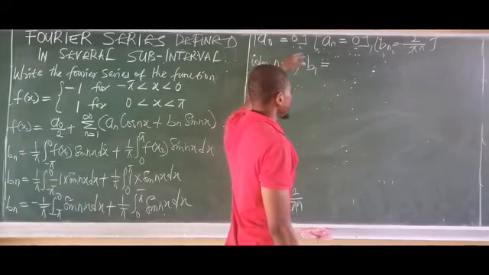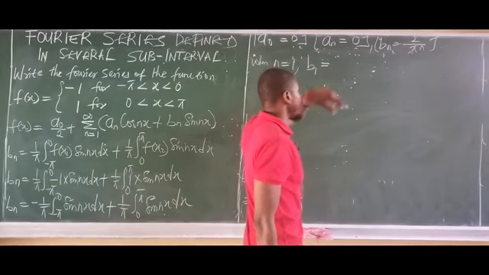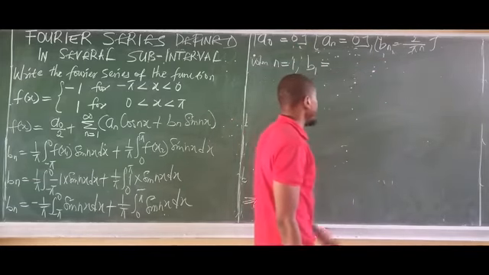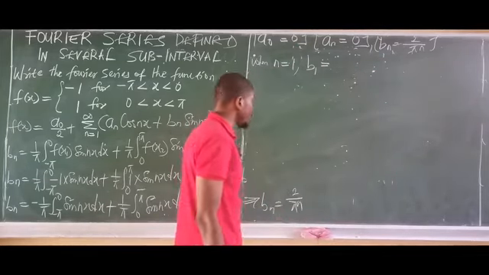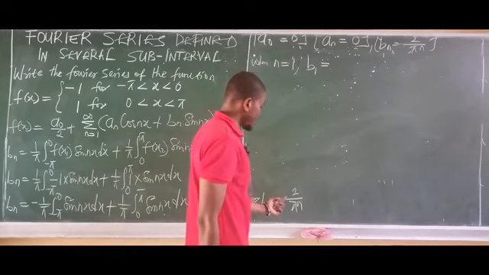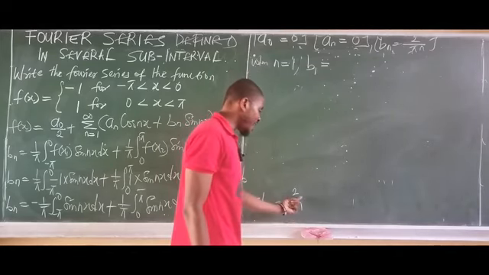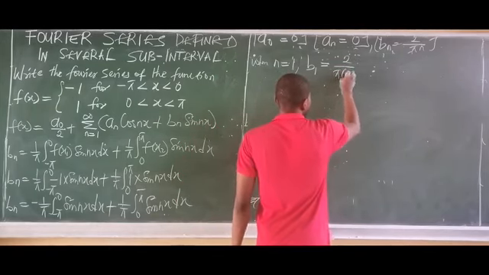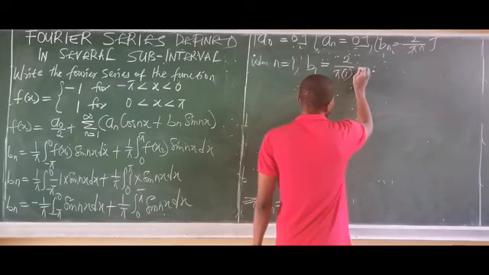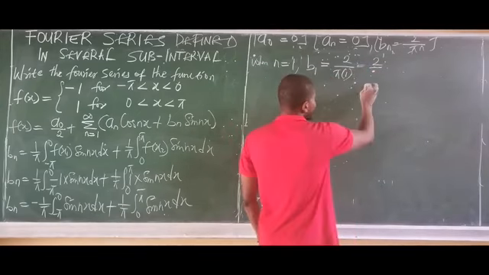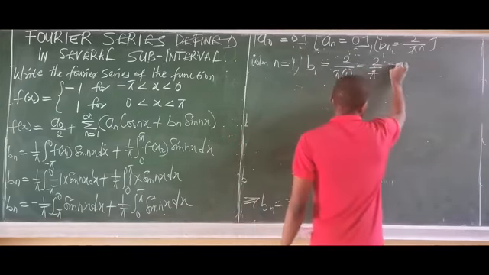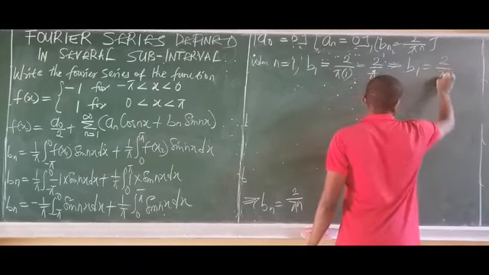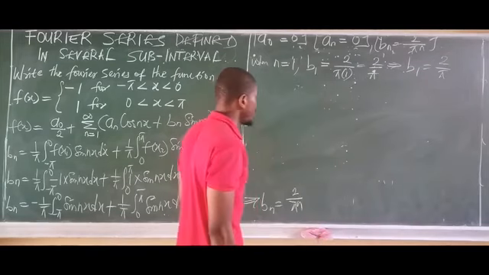Remember, A0 is 0, An is 0. So these two terms are out. So we're only working with Bn. Now, in place of n is 1. So this becomes B1. And we said Bn is 2 all over pi n, and n is 1 now. This is now 2 all over pi times 1, so 1 times pi remains pi. So this simply implies that B1 is 2 all over pi, when n is equal to 1.